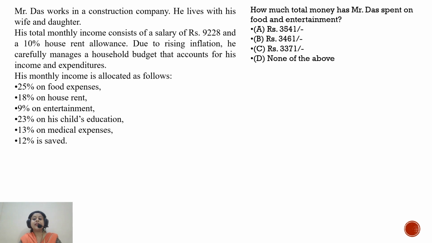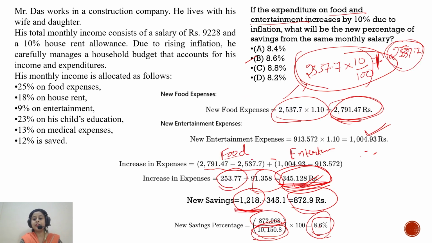How much total money has Mr. Das spent on food and entertainment? So it is very easy. The actual amount is asked here. For food, the actual amount, you can collect this information from the summary table or from here also, is 2537.7.